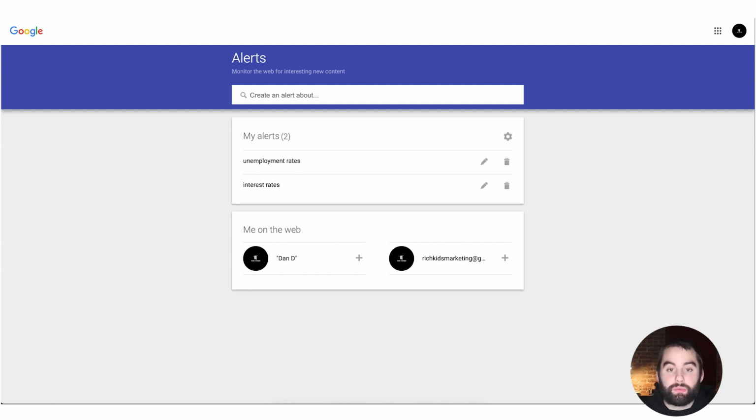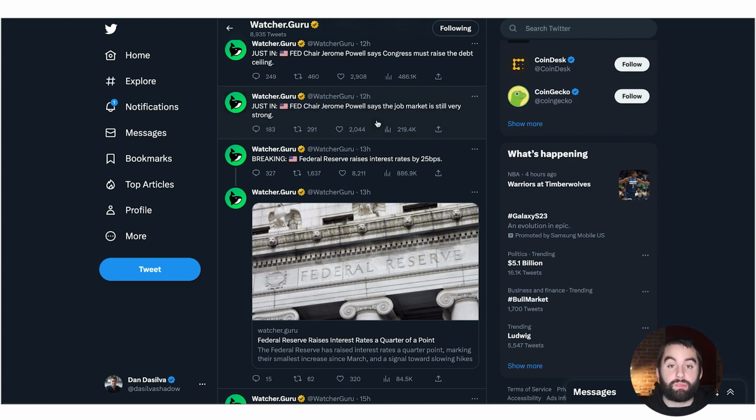So here's another way: if you have a Twitter account, there's multiple different accounts that you can follow with notifications. One of them that I love is Watcher Guru, and they're also on Telegram, so you can get push notifications there, and they come out with breaking news as it happens, which is great to catch a potential play in the market before anybody else.